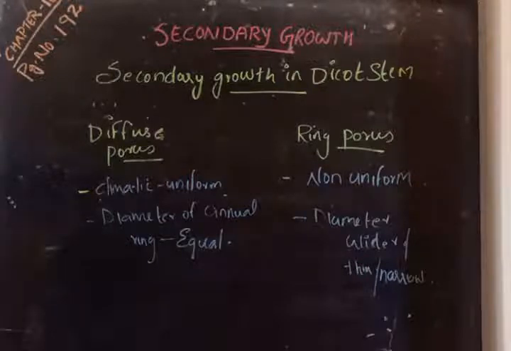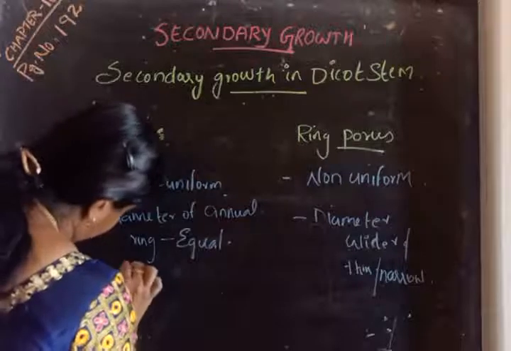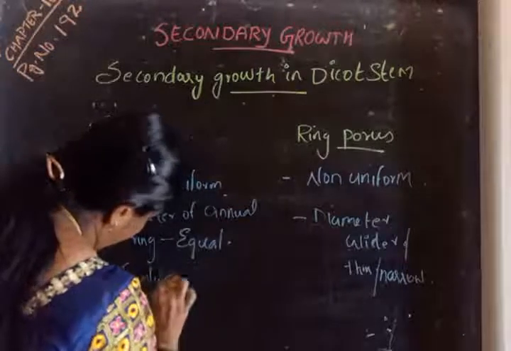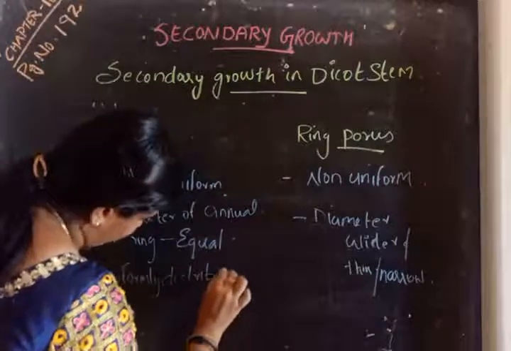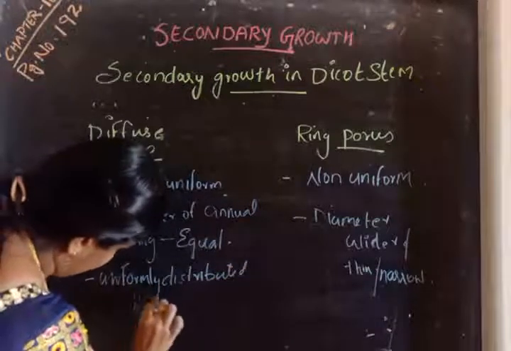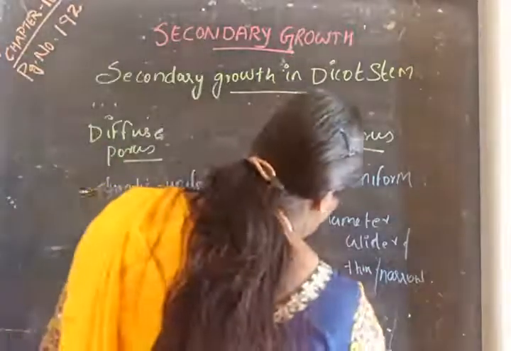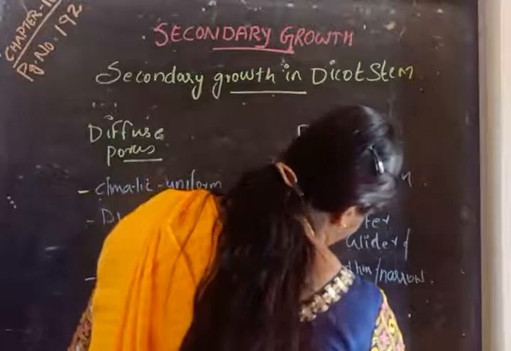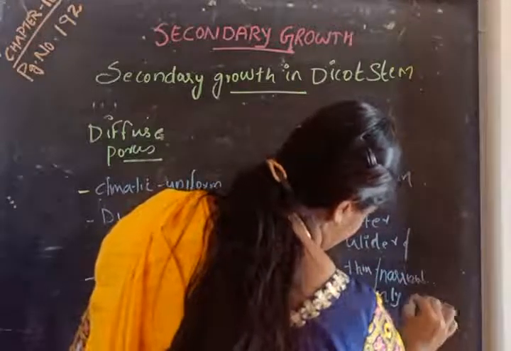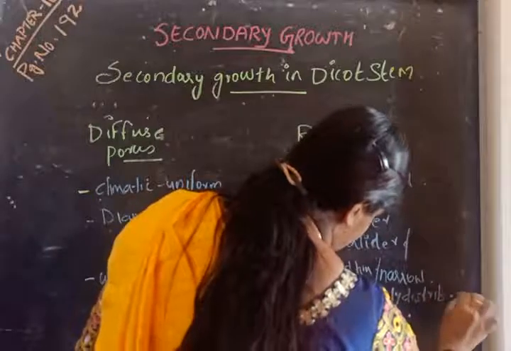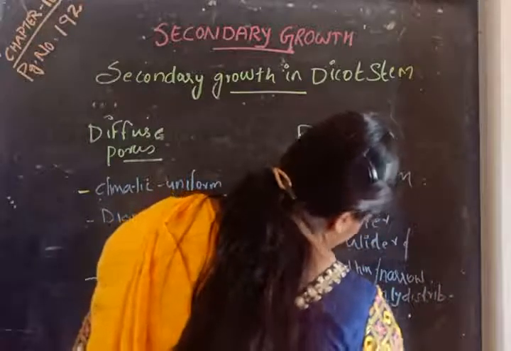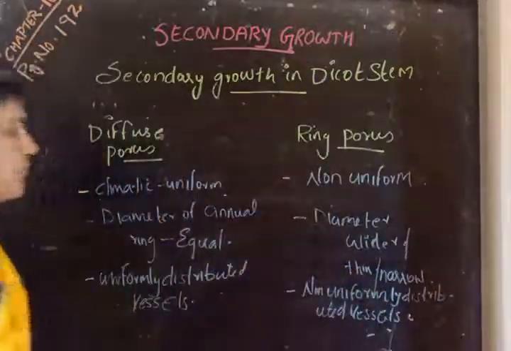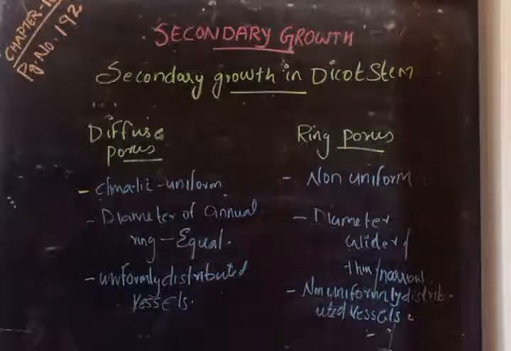If we look, the vessels are uniformly distributed throughout the wood in diffuse porous wood, whereas the vessels are non-uniformly distributed in ring porous wood. So these are the main differences between diffuse porous wood and ring porous wood.